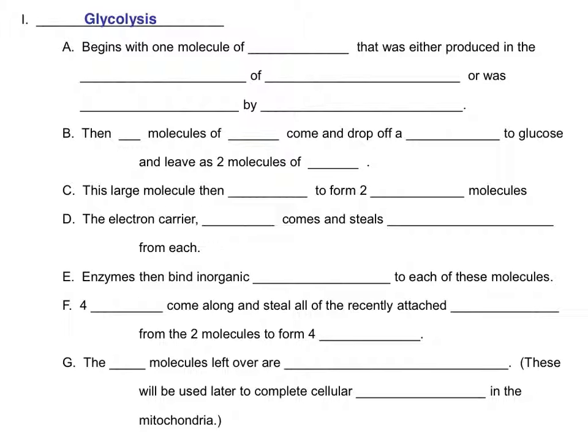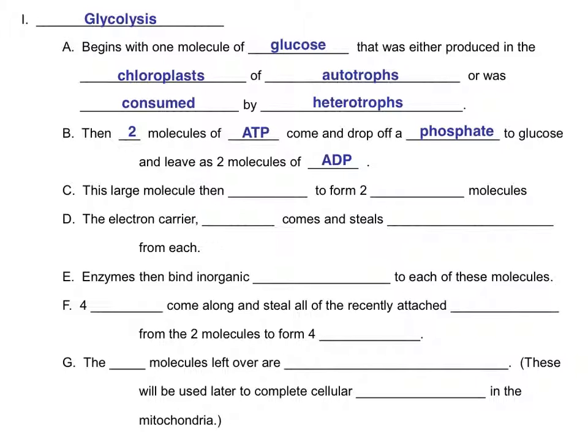Now, if you're an animal, you have to eat your glucose, but if you're a plant, you produce your glucose. Either way, plants or animals still undergo glycolysis to break down glucose. So the process of glycolysis begins with one molecule of glucose that was either produced in the chloroplasts of autotrophs or it was consumed by the heterotrophs. Pause the video to fill in your notes. And by the way, we're going to fill out all the notes first. Then I'm going to show you visually what all these steps look like.